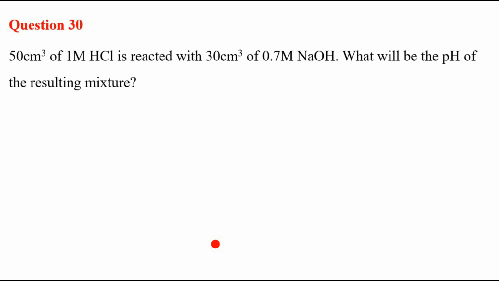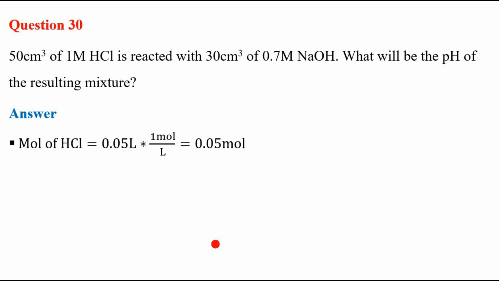Question 30 is saying a 50 centimeter cube of 1 molar HCl is reacted with 30 centimeter cube of 0.7 molar sodium hydroxide. Then they are asking what will be the pH of the resulting solution. Here we need to check how many moles of HCl and how many moles of sodium hydroxide are reacting. Of course, we have 1 molarity, which is mole per liter. We need to convert the volume to liter. How do you convert centimeter cube to liter? We divide by 1,000. Then we will get 0.05 liter. Then we multiply with the molarity, then we get 0.05 mole for acid.